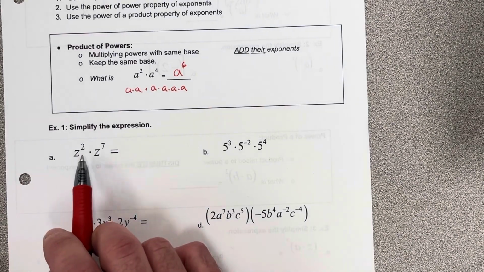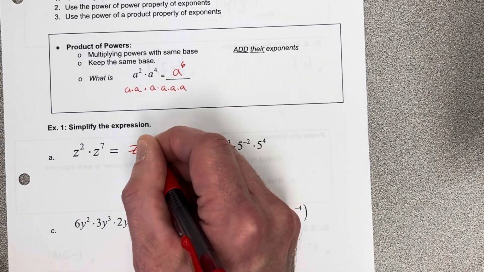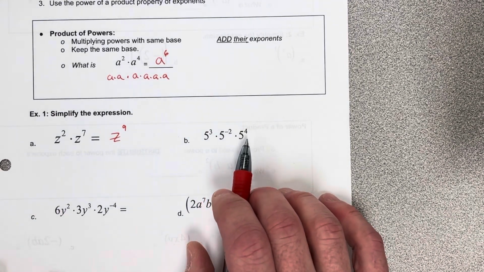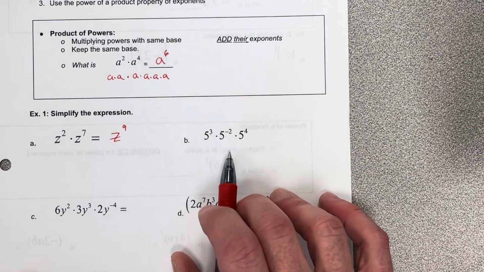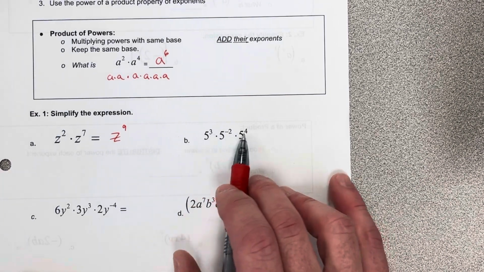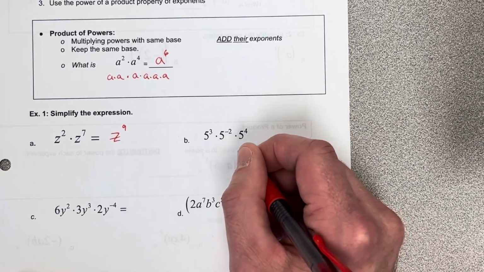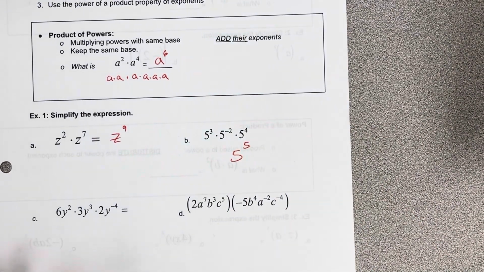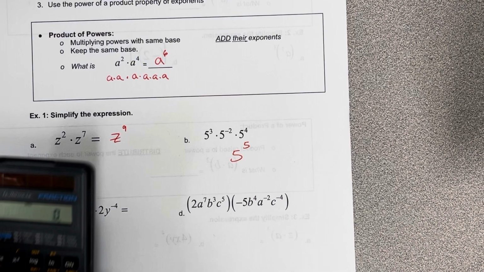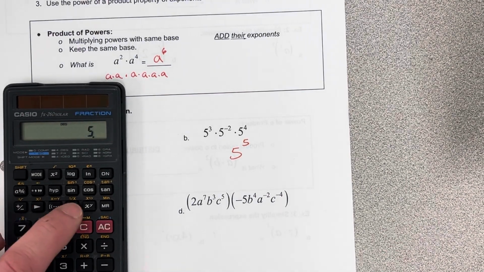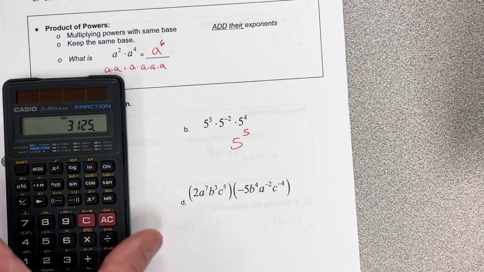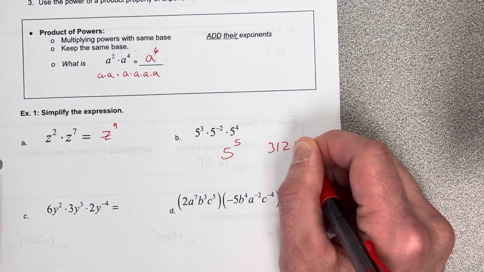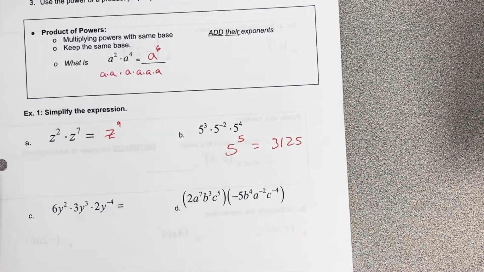So z squared times z to the 7th is going to be z to the 9th. 5 to the 3rd, 5 to the negative 2nd, 5 to the 4th. We could move that downstairs, but let's not do that. Since they all have the same base, add the exponents and get 5 to the 5th power. Let's evaluate that. 5, exponent 5: 3,125. Exponents get big quick.